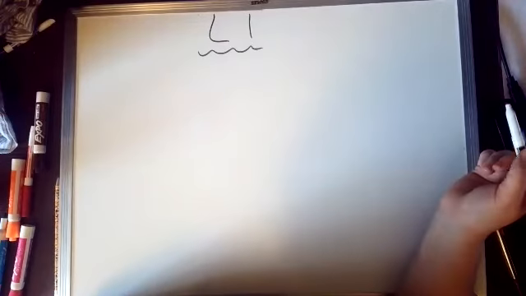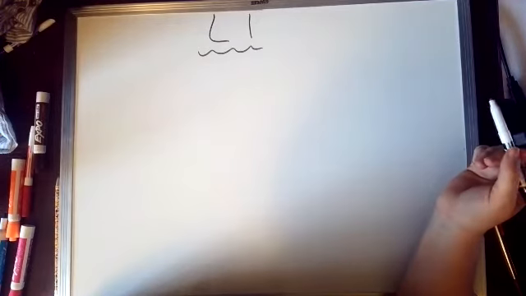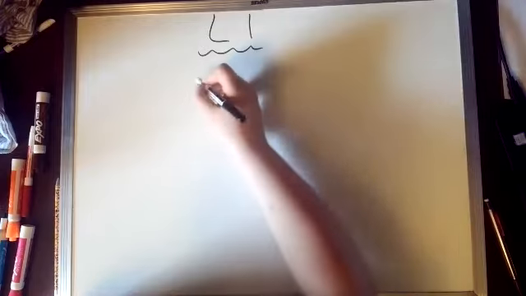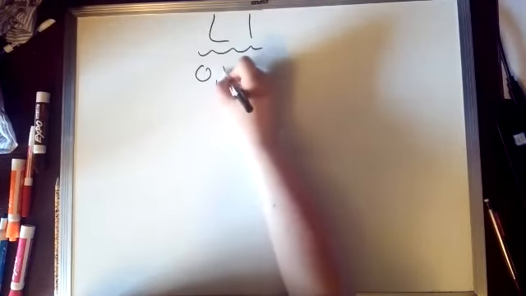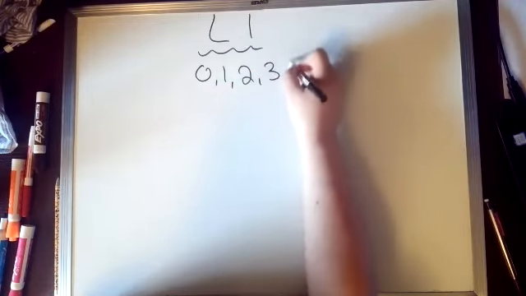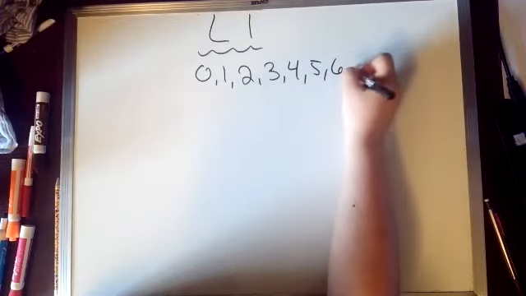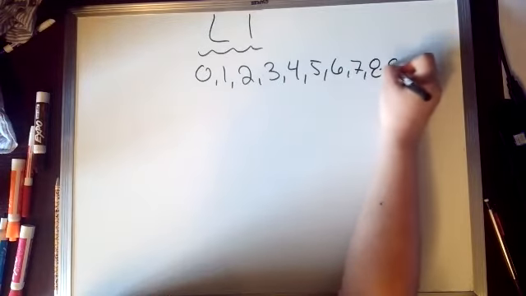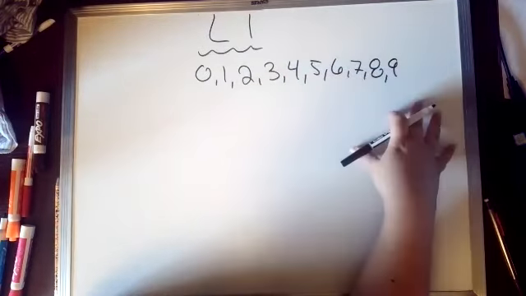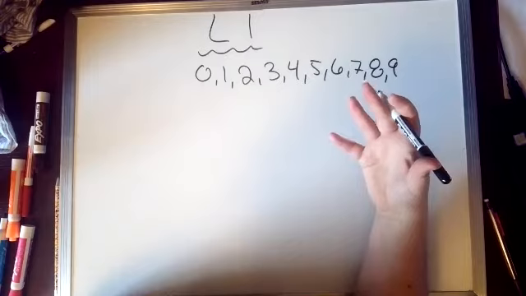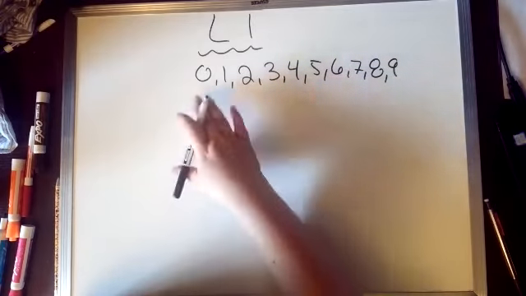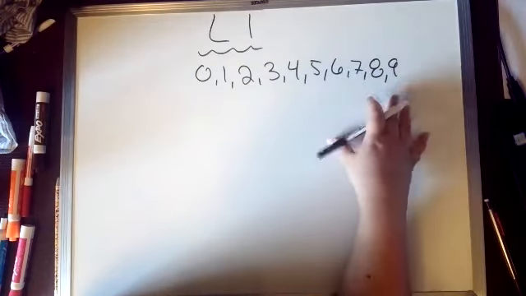So this is Saxon 5, Lesson 1. Today we're looking at digits and sequences. So digits are 0, 1, 2, 3, 4, 5, 6, 7, 8, and 9. These are the digits that make up all the numbers that we know. So these are our individual digits.